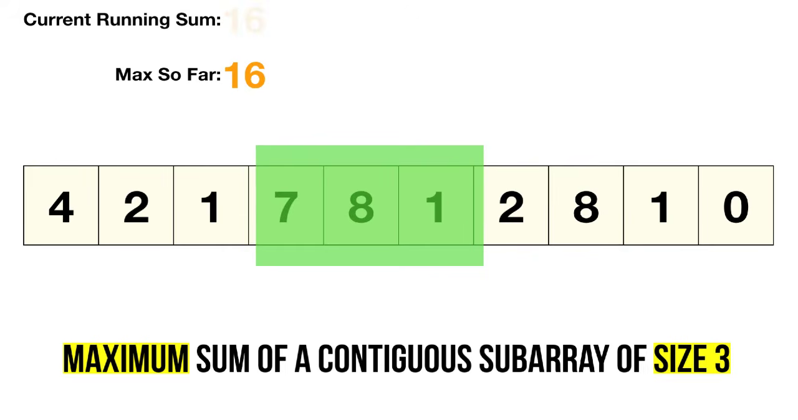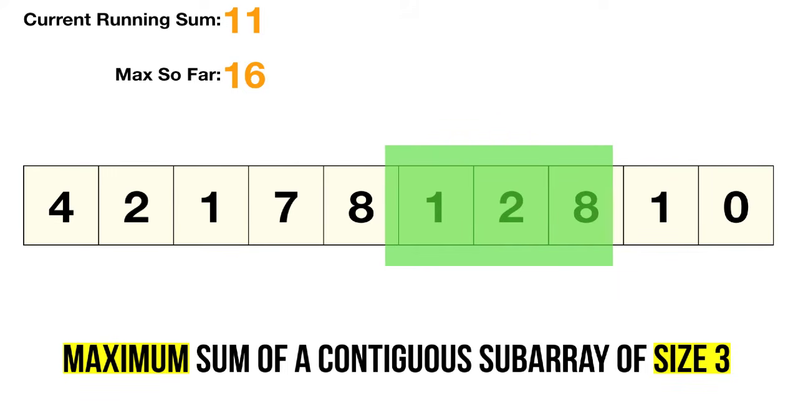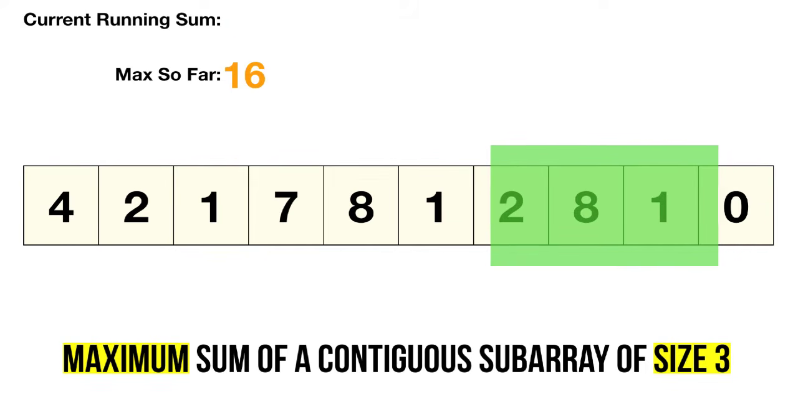So we just continue. You see, this value has actually gotten worse. The current running sum has shrunk, but 11 is not greater than 16, so we just keep our maximum recorded as is, and this iteration process continues until we reach the very end of the array. And what we would do in this case is the maximum sum of this particular problem of a contiguous subarray of size 3 would indeed be 16.